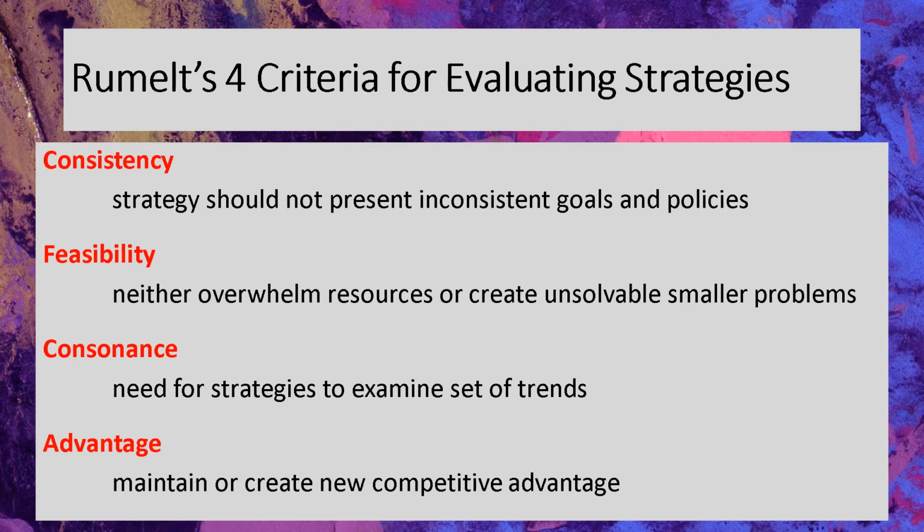Third is consonance. Consonance refers to the need for strategies to examine sets of trends, as well as individual trends, in evaluating strategies. It is an adaptive response to the external environment. Trends are results of interactions among other trends. Advantage: does the strategy create or maintain a competitive advantage as to resource, skill, or position? Basically, of these four, consistency and feasibility are largely based on internal assessment, while consonance and advantage are mostly based on a firm's external assessment.